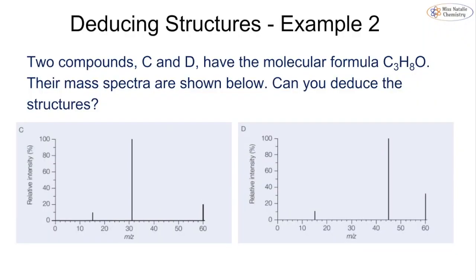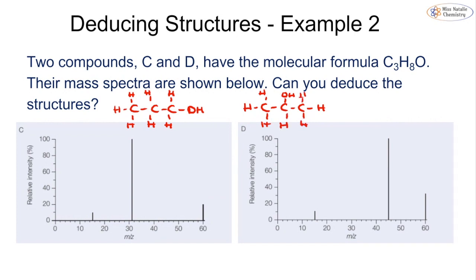So let's look at another example. This time we're going to be looking at C and D, and we're looking at these compounds that have the molecular formula C3H8O. Now that tells us that it must fall into our alcohol, so we've got two possible structures. We can either have propan-1-ol, which is our primary alcohol, or we could have propan-2-ol, which is our secondary alcohol.